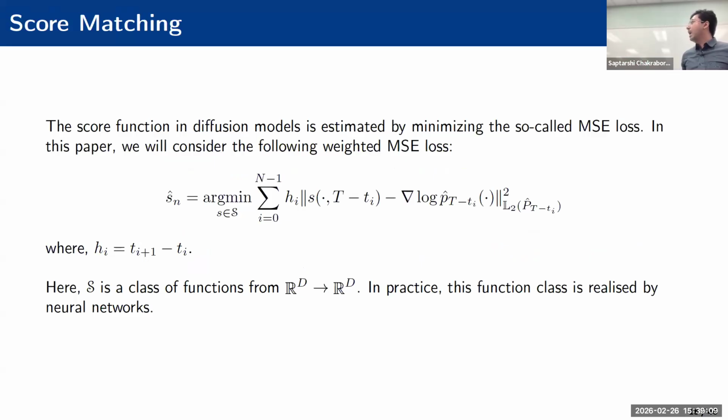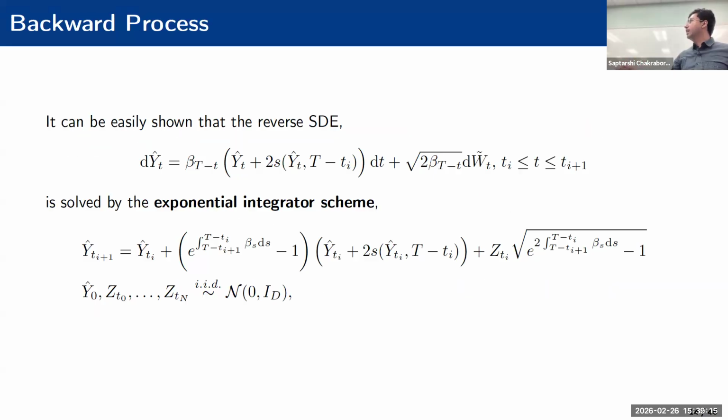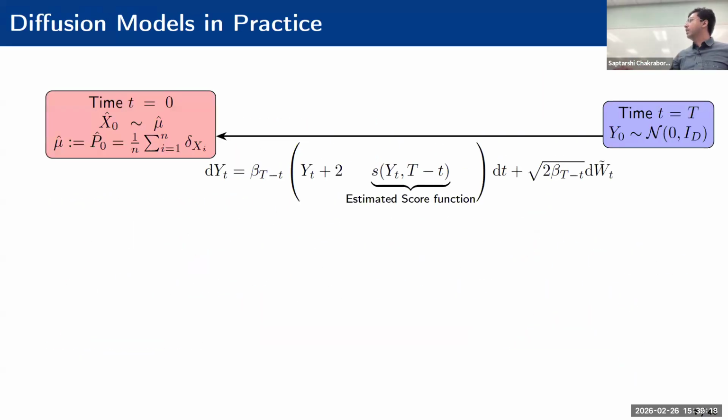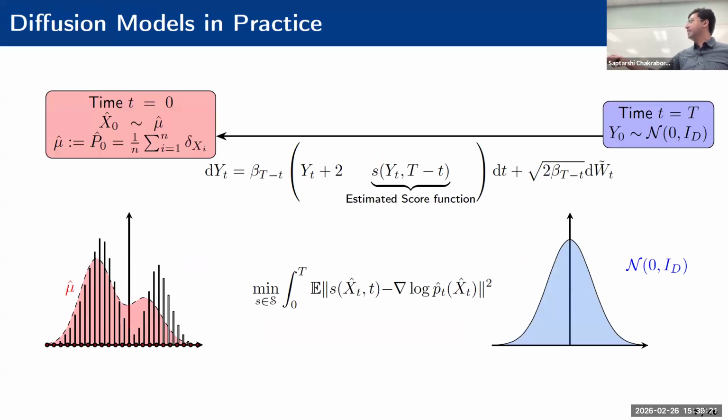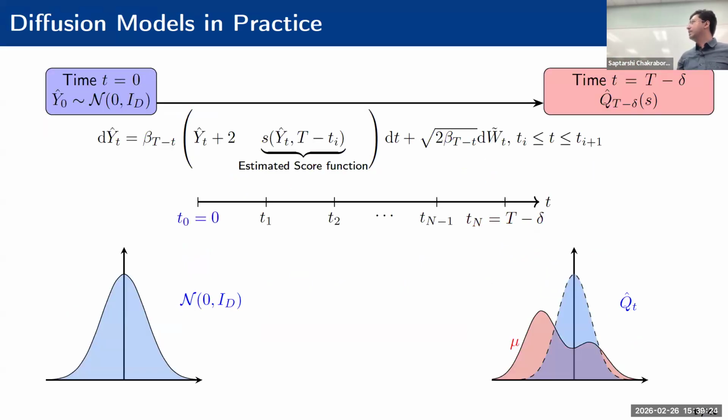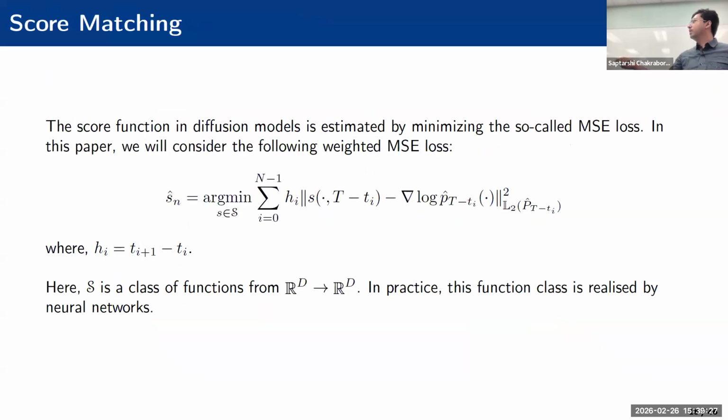That's how people do it in practice. What we want to do is that instead of minimizing this objective, this integral, we discretize again. At these different time points, we estimate this expectation through the corresponding step function approximation of the integral, and we want to minimize this objective to get our SN hats. Here, the hi's are the lengths of those intervals, and here script S is a class of functions from R^d to R.